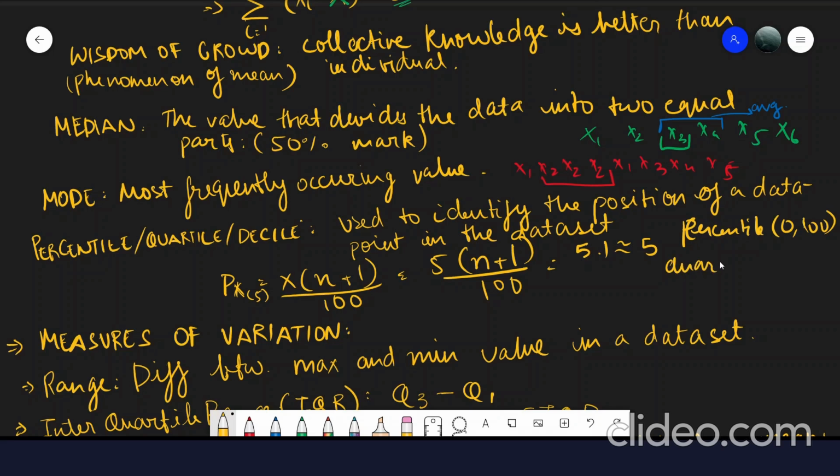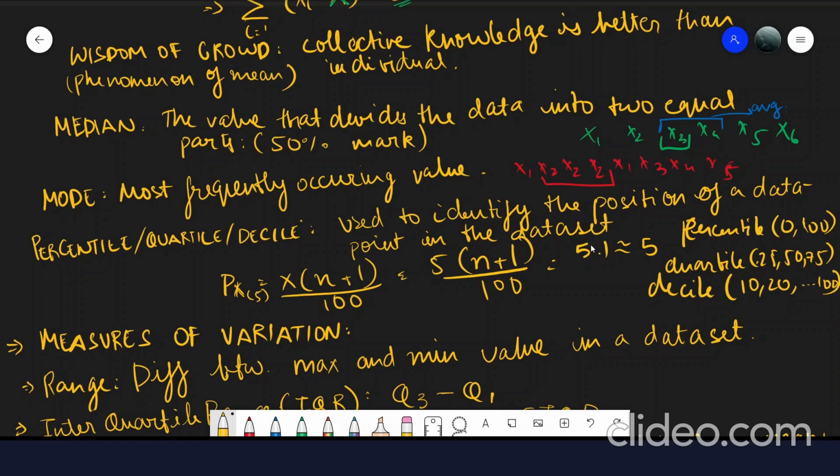Quartiles are only calculated in quarterly intervals, okay? So that includes the 25th, 50th, and 75th percentiles. Basically, the 25th, 50th, and 75th percentiles are quartiles. The decile is all in multiples of 10. So you have the 10th percentile, 20th percentile, all the way to 100. This forms the decile, all right?